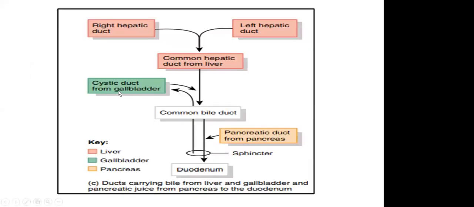You can see here. Right hepatic duct, left hepatic duct, common hepatic duct from the liver, then cystic duct from the gallbladder, common bile duct, and the pancreatic duct from the pancreas. Here the sphincter will be there, then the duodenum. Okay, all the pink color is the liver, green color is the gallbladder and pancreas. These are the ducts carrying bile from the liver and gallbladder and pancreatic juice from the pancreas into the duodenum.